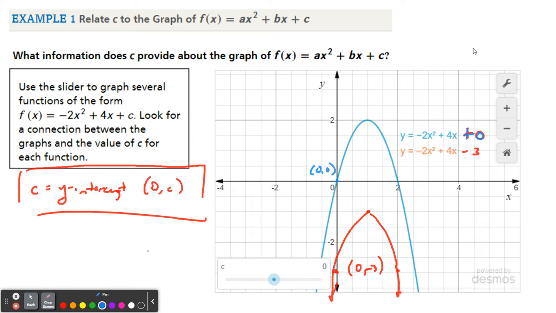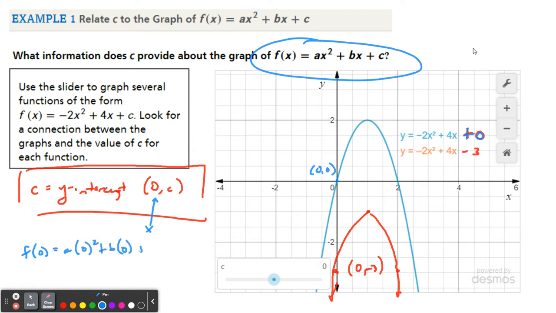Okay. And again, why does this work? Well, every y-intercept has an x value of 0. So why don't we take this general function up here and plug in 0 for x. So f of 0 equals, I don't care what a is, because x is going to be 0. I don't care what b is, but x will be 0, and then you have the c. These terms with 0 are going to go away because it's going to be a 0 plus a 0 plus a c, which is just c. So f of 0 equals c, which means the point 0, c will be on your graph, and that is going to be the y-intercept. So an important observation there with the c value.